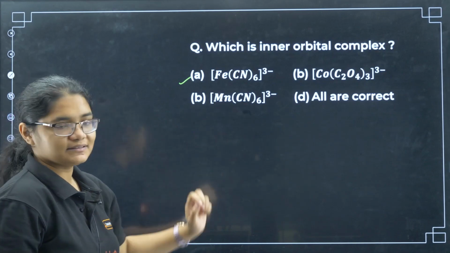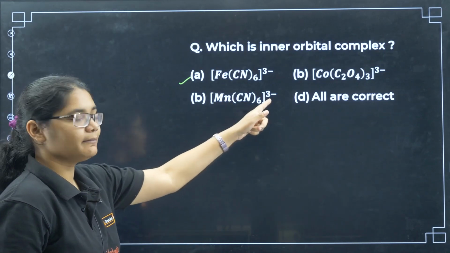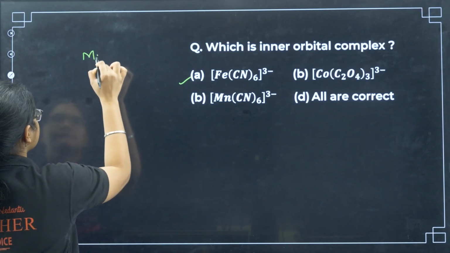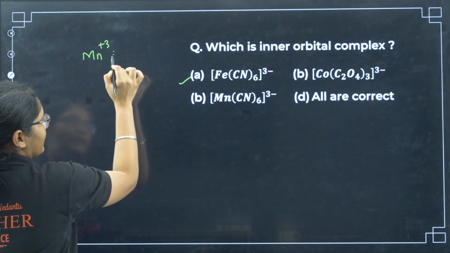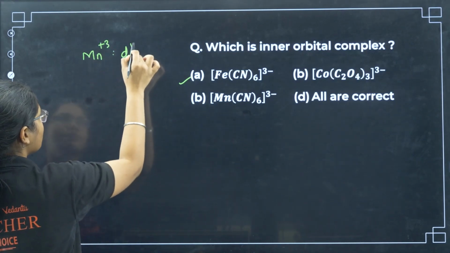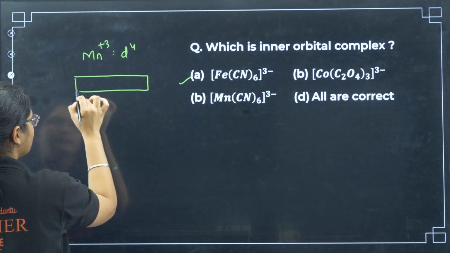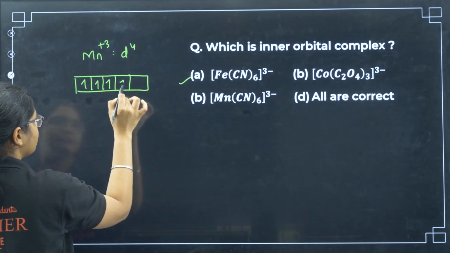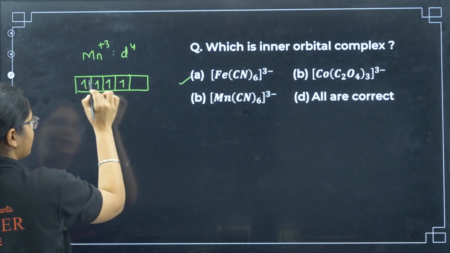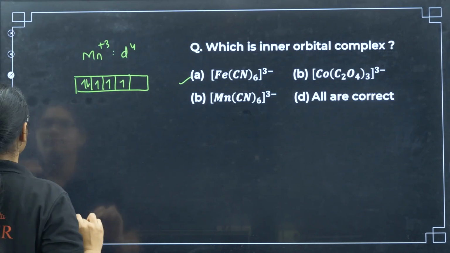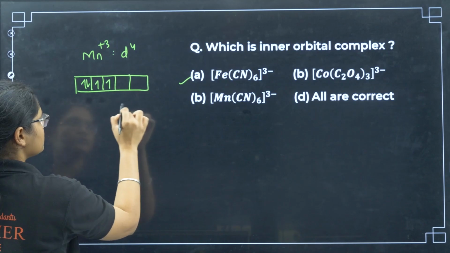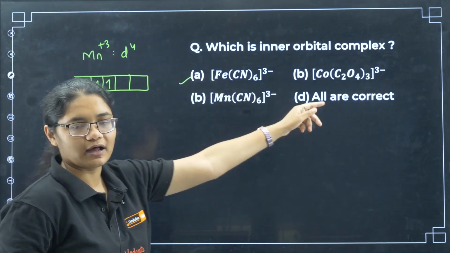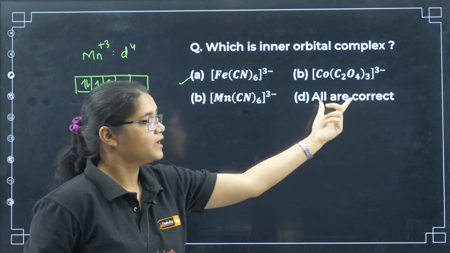Next, if you see Mn(CN)6 3-, what is the charge? Mn 3+. Mn 3+ charge is d4 configuration, right, 1, 2, 3 and 4. Now even if I want to just pair up, I need 1 unpaired electron, so I will pair up with 1. So here also I will get d2sp3 hybridization, so that is also there. When both are there, the answer that can be possible is all are correct.